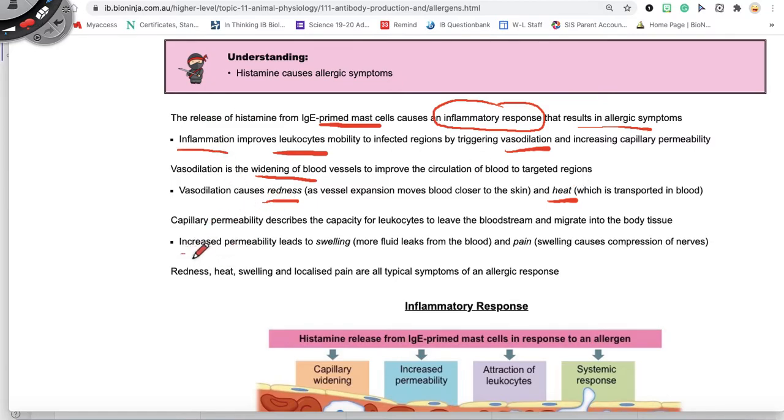Sometimes this increased permeability is going to lead to swelling, where more fluids leak from the blood, and pain because the swelling causes compression of nerves. So, as part of an allergic response, you feel all of this. You feel redness, heat, swelling, localized pain.